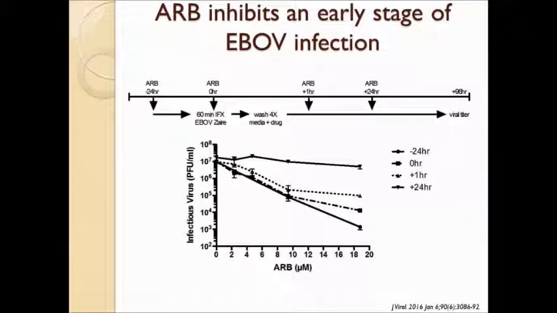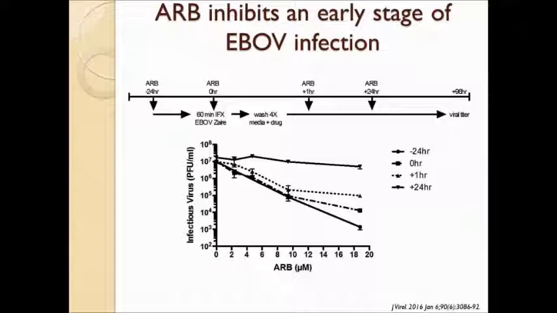This is a slide showing that Arbidol inhibits an early stage of Ebola virus infection. Similar to the work that we did with Hep C, we pre-treated cells for 24 hours with drug, or we added drug at the same time as virus, or we delayed the addition of drug to 1 hour and 24 hours after infection.